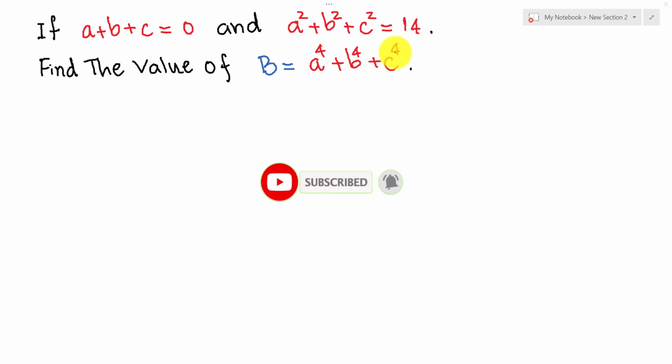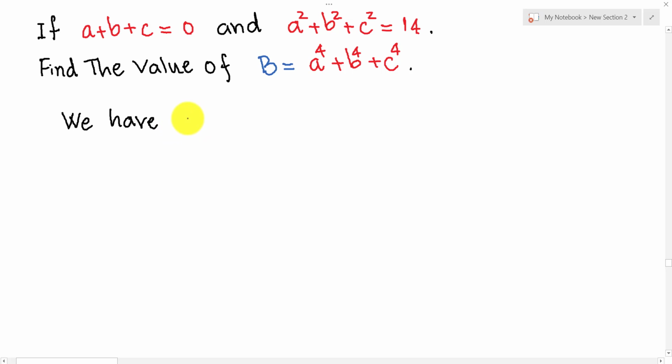And now we go to the solution together. So we have a plus b plus c equals 0 and a square plus b square plus c square equals 14. First, I use this equation to find this expression. Now we have a square plus b square plus c square equals 14, and then I raise both sides of this equation to the power 2.